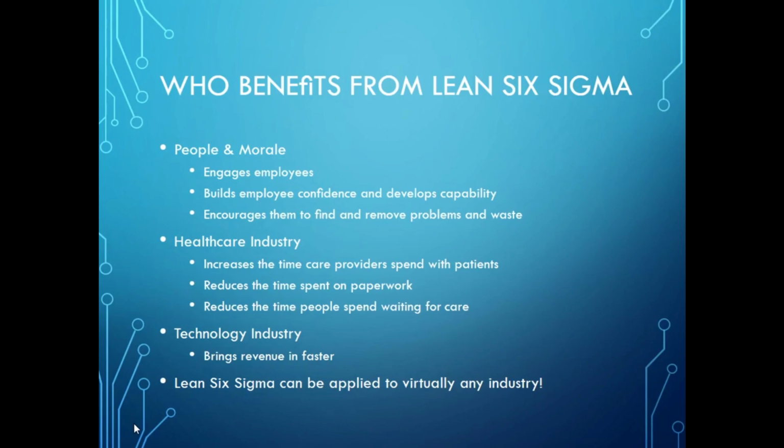In the healthcare industry, it increases the time care providers spend with patients. It reduces the time spent on paperwork and reduces the time people spend waiting for care. Technology industry then brings revenue in faster. So Lean Six Sigma can be applied to virtually any industry.